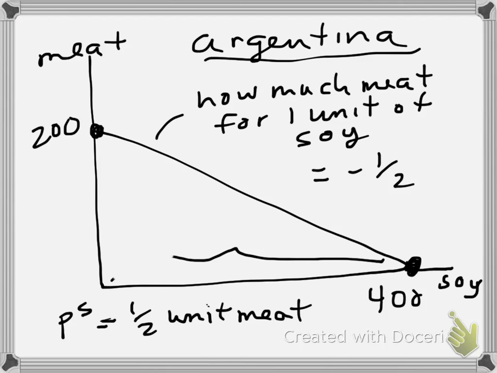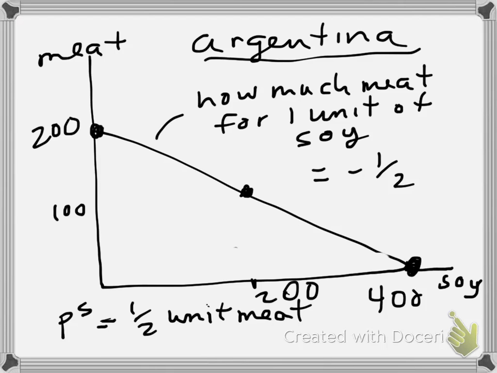We could also ask, well, suppose half of the workers produced meat and half of the workers produced soy, where would we be then? Well, there'd be 25 workers producing meat, and each one produces 4 meat, so they would produce 100 meat, and then 25 workers would be producing soy, and each produces 8, so that would be 200 soy. So that point, 200 soy and 100 meat, is this point here.